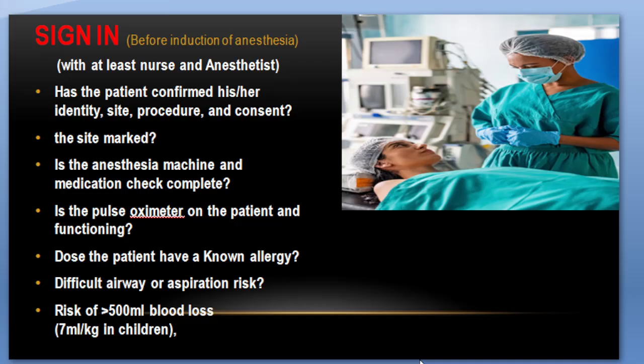The next thing is, is the anesthesia machine and medication check complete? Here we should first ask the anesthetist whether the anesthesia machine is working or not, and whether the required anesthesia medications are available or not. We have to confirm with the anesthetist. The next thing is whether the pulse oximeter on the patient is functioning. We have to observe whether the patient's pulse oximeter is working or not.